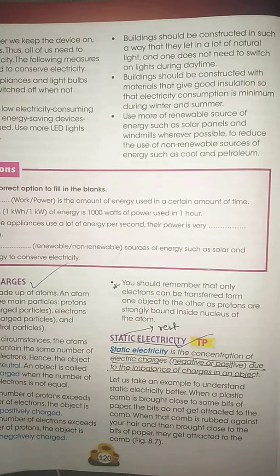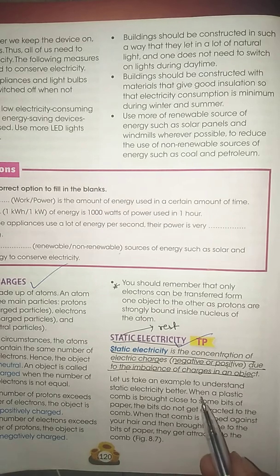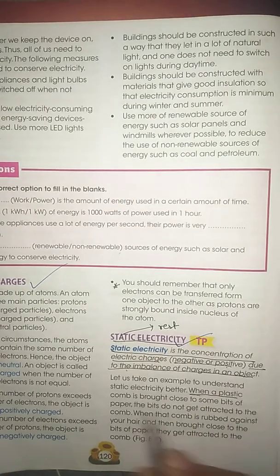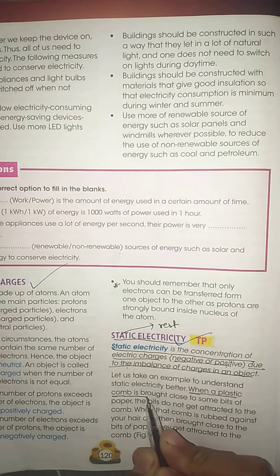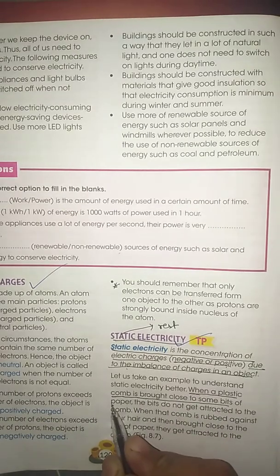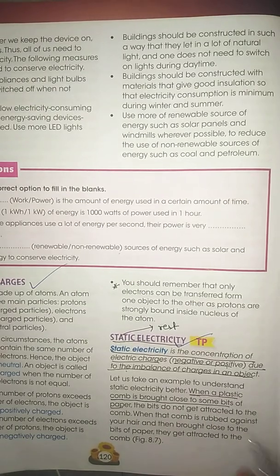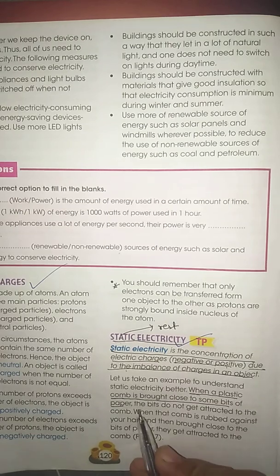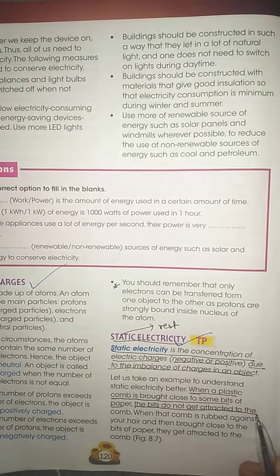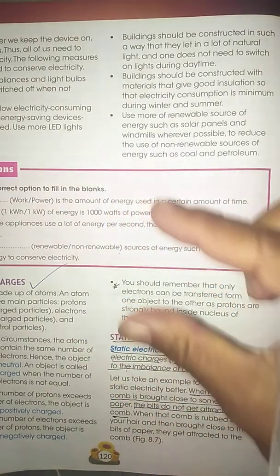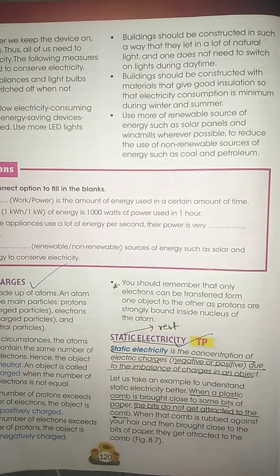Children, in order to understand this concept of static electricity, let's take a very simple example. This example we can do at home also, anytime. We take a plastic comb, and it is brought close to some bits of paper, a very small piece of paper. The bits of paper do not get attracted to the comb. Normally, if you just keep the plastic comb near the small bits of paper, you cannot see the bits of paper attracted towards the comb.